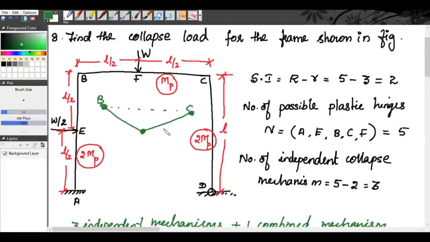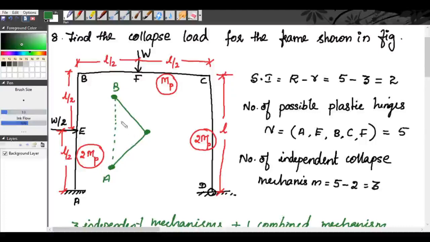Your second mechanism will be for the span AB, this column. At E you will have a hinge, at B, which is rigid, you will have a hinge, and you will have a hinge at A also. So A, E, B. This is the column mechanism, and it is subjected to a concentrated load W by 2. This is the column mechanism.